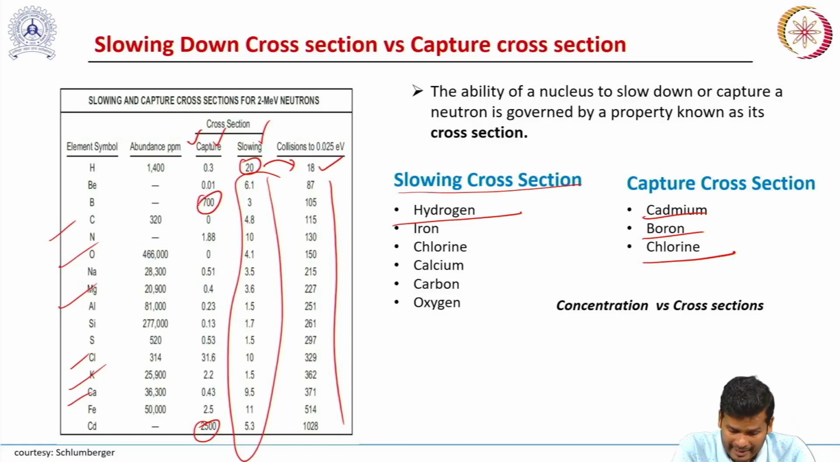That means cadmium and boron can capture the thermal neutron at a very fast rate. Generally, cadmium and boron, these rare earth elements, might be present inside the shale formation in trace quantities. Even in trace quantities, they can absorb the thermal neutron at a very rapid rate because they have a very high capture cross section, or very high ability to capture the thermal neutron.